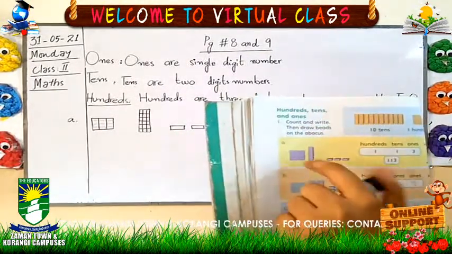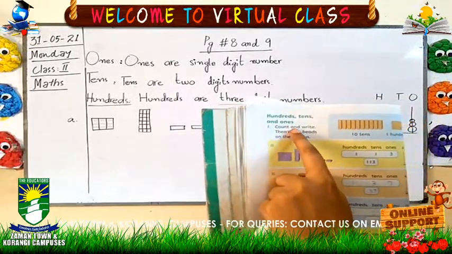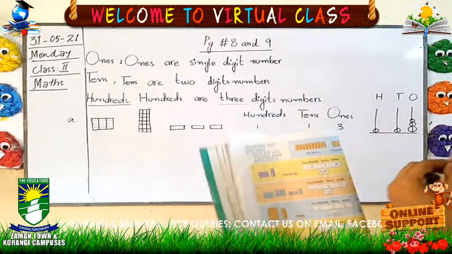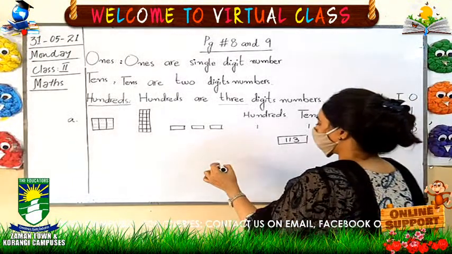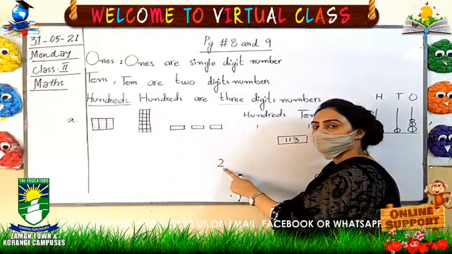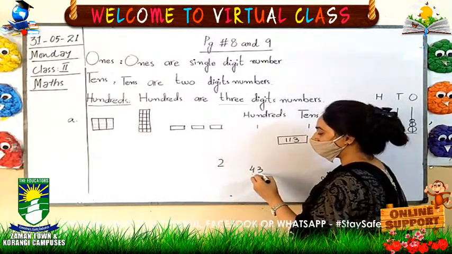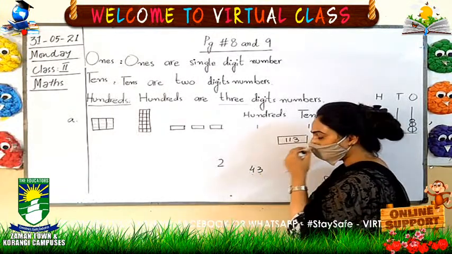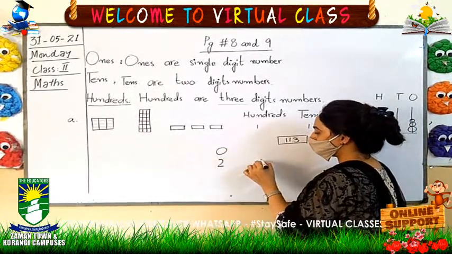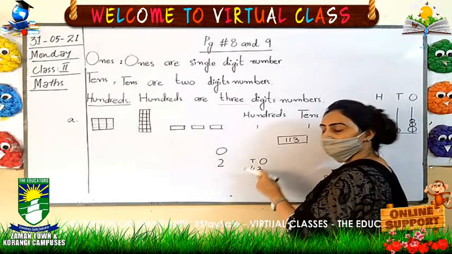Count and write, then draw beads on the abacus. There is a single digit number. It means we are talking about ones. If we have two digit numbers, it means we are talking about tens. This is ones and this is tens, two digit numbers.